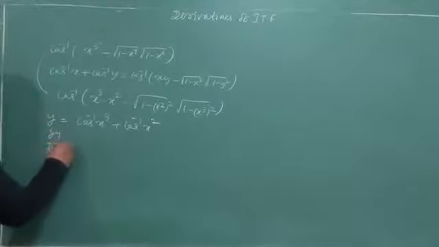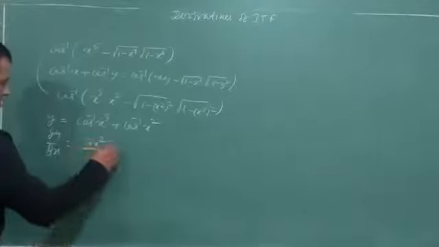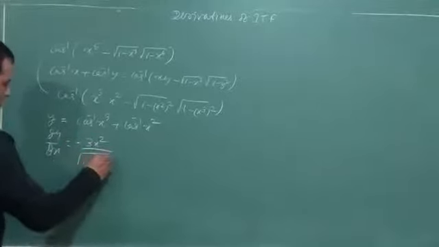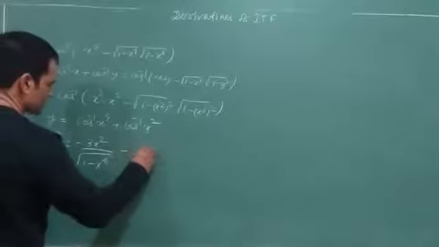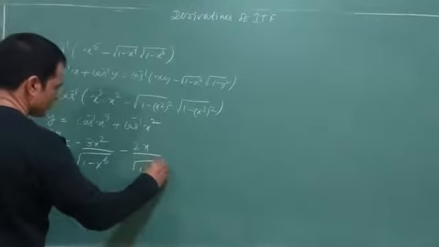dy by dx is equal to 3x square by minus root of 1 minus x to the power 6, minus 2x by root of 1 minus x to the power 4. Okay.